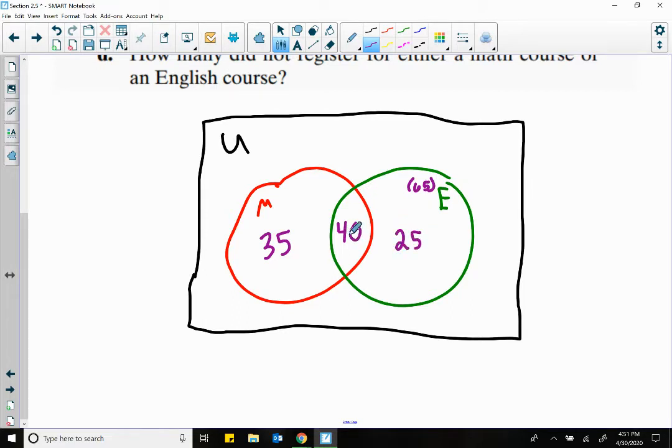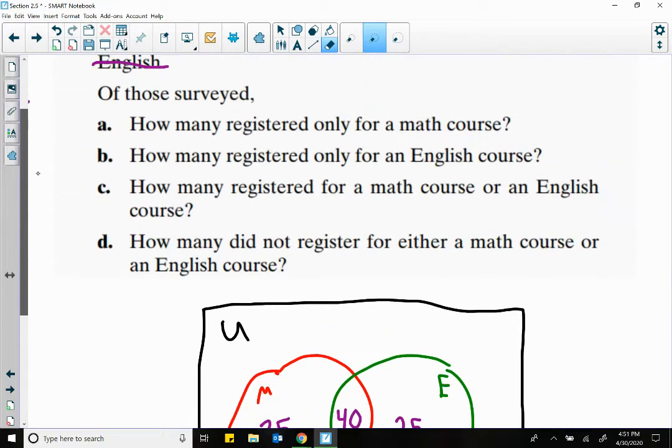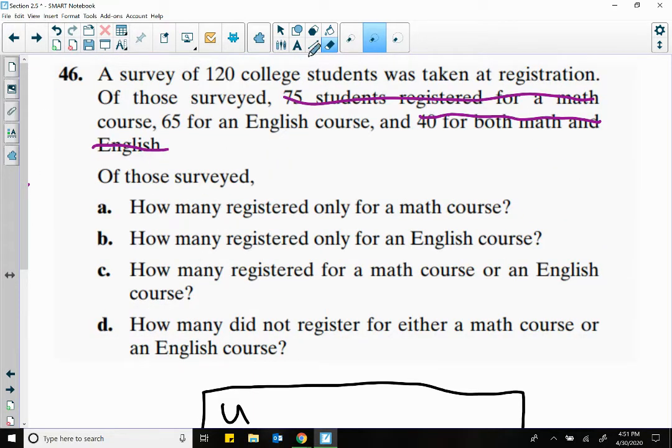So see how if I take the 40 and the 25, that gives me 65. Again, you can't trust the 65 the way it is. You have to do a little manipulation to it. Okay?